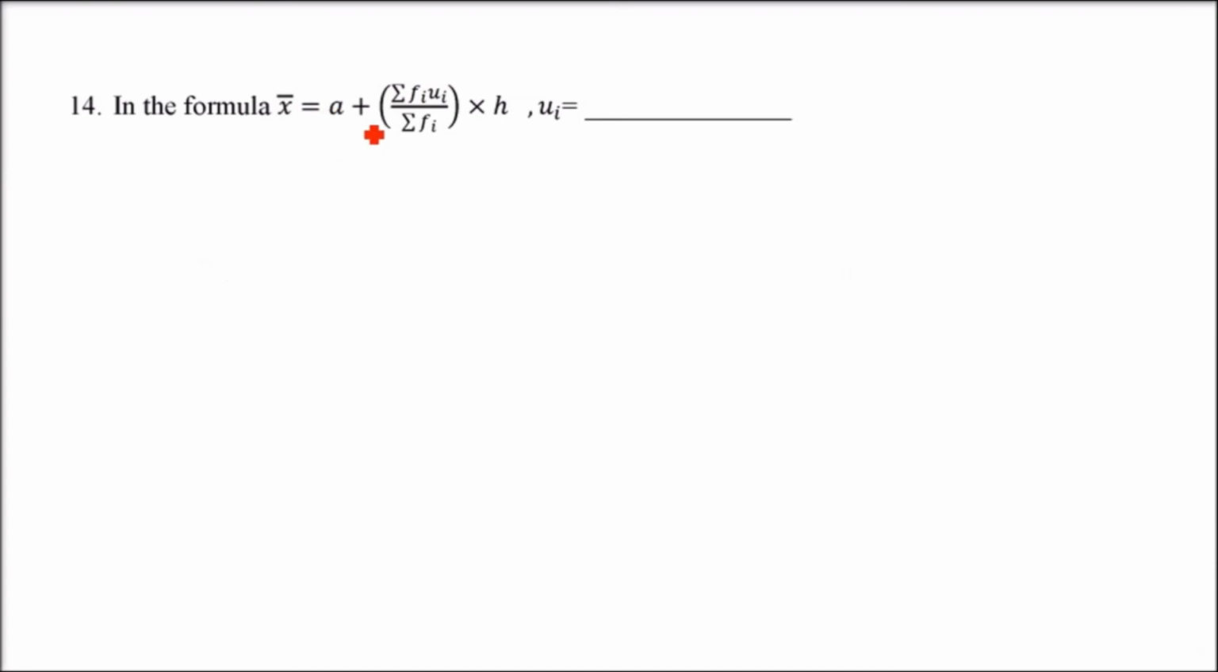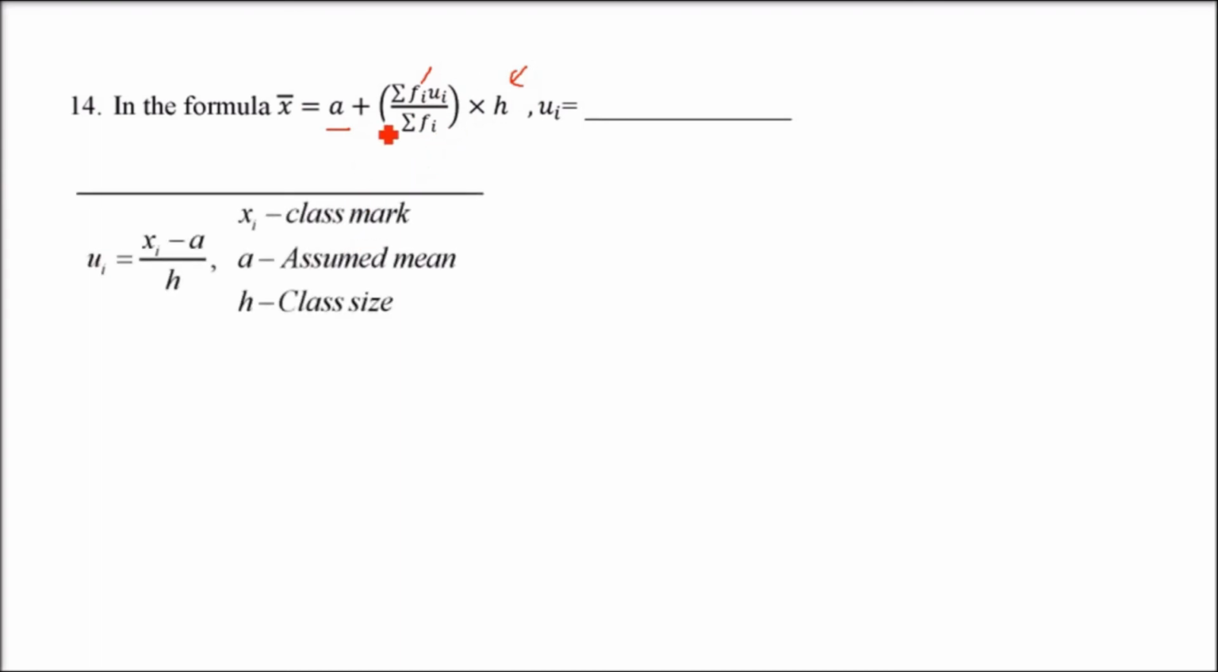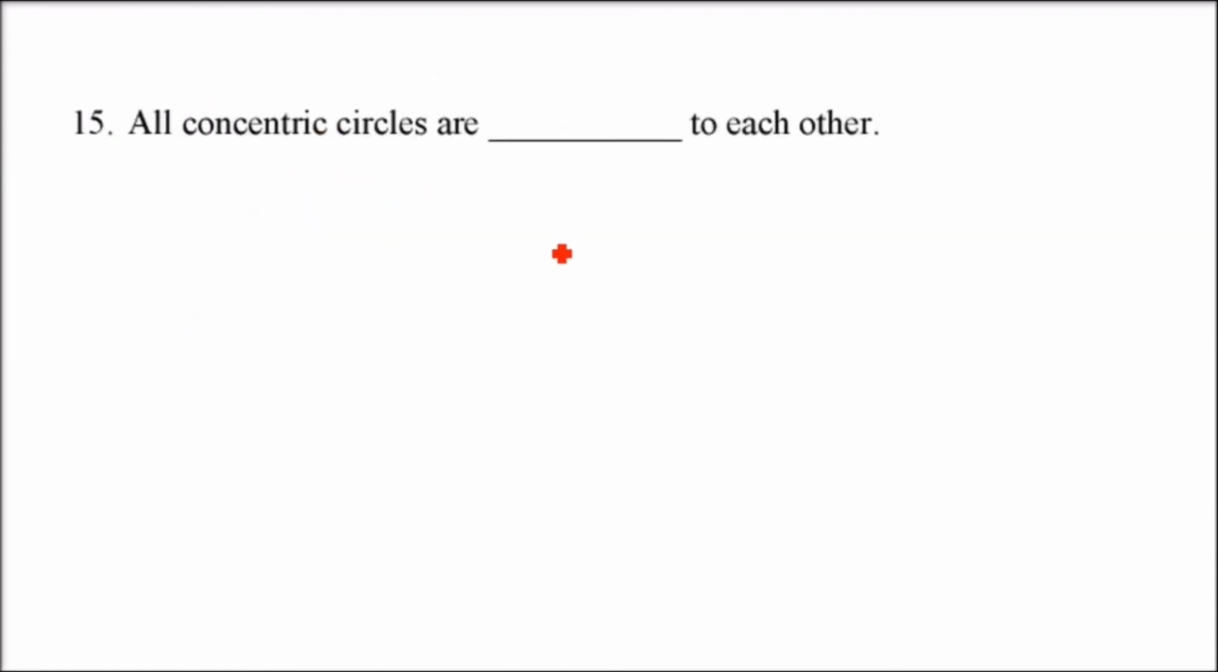In the formula, x̄ = a + (Σ f_i u_i / Σ f_i) × h. So what is u_i? a is the assumed mean, f is the frequency, h is the class size. u_i is (x_i - a)/h, where x_i is the actual class mark, a is the assumed mean, and h is the class size. This is u_i.